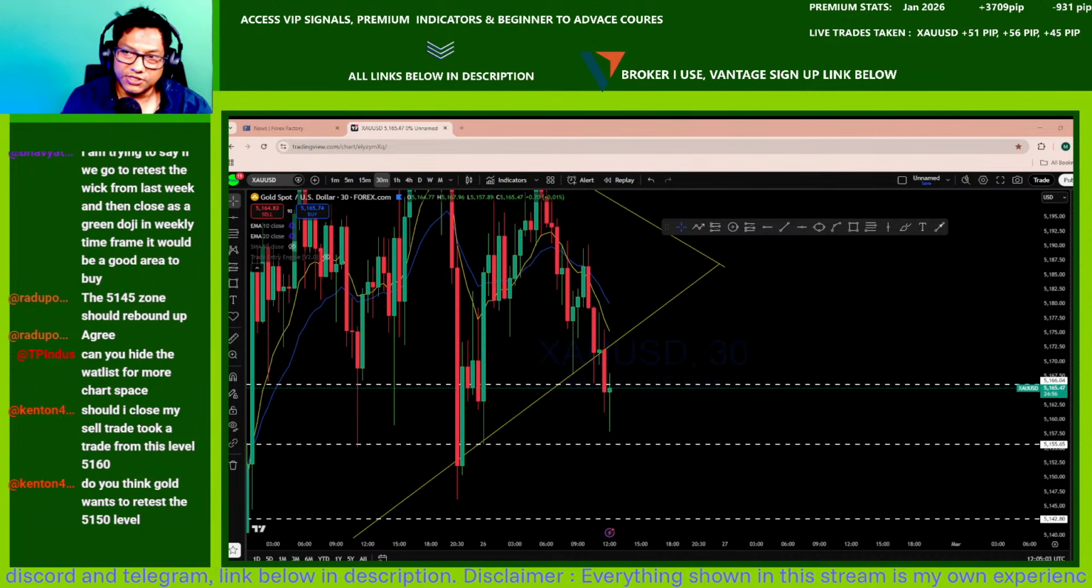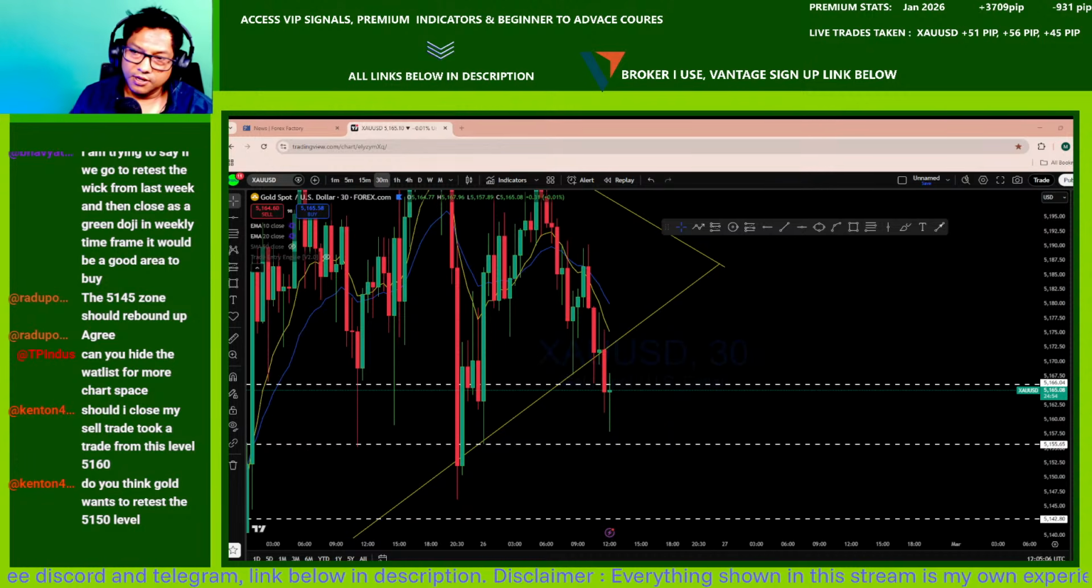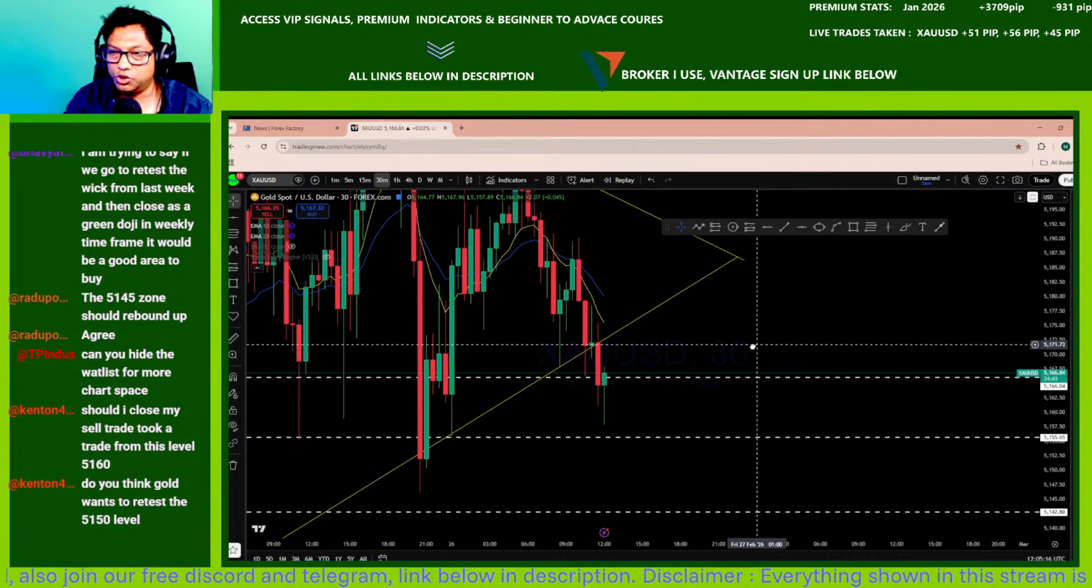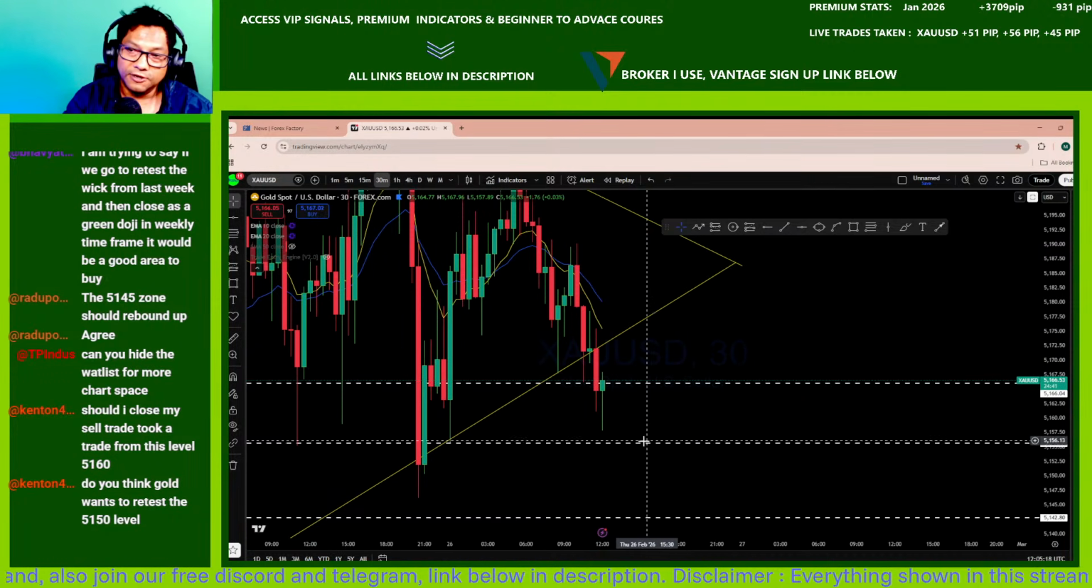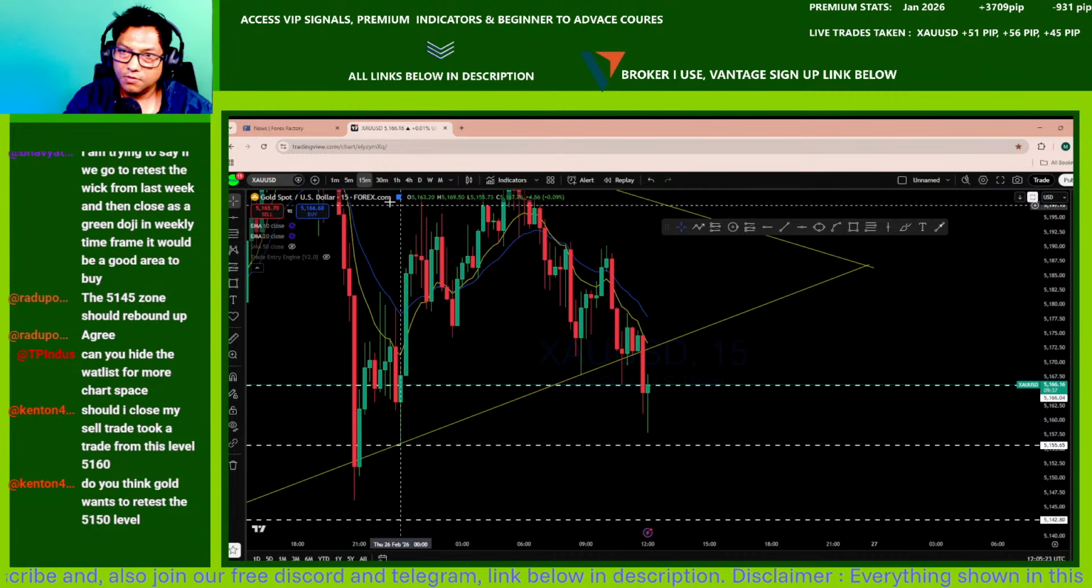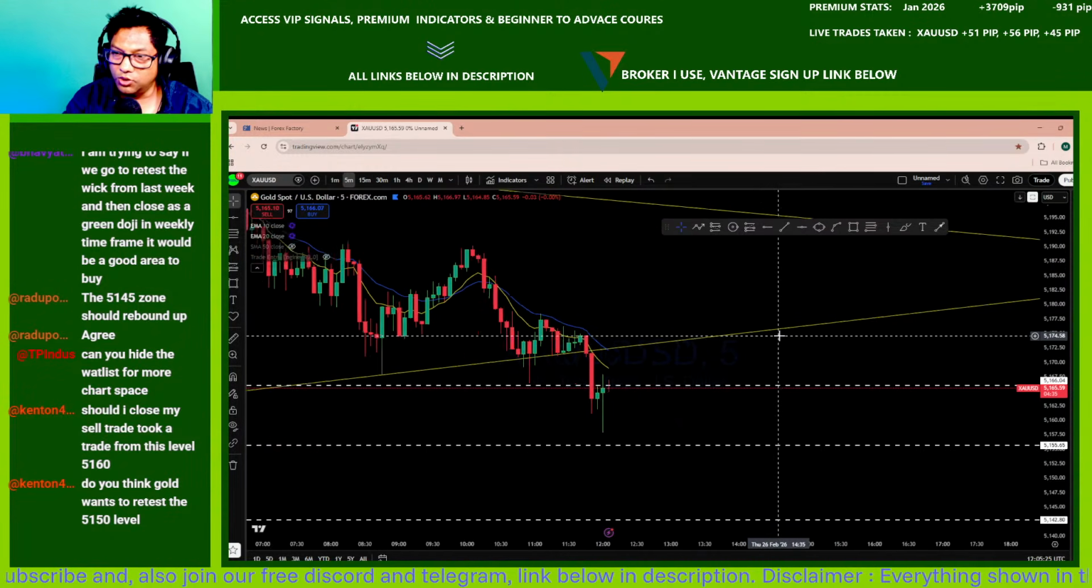The market structure is still showing a downtrend. Okay, we see the bigger red candles, smaller green candles. That is one sign of how the market is showing a possible downtrend, unless we see a complete rejection of this lower price here. And we want to enter on a reversal.